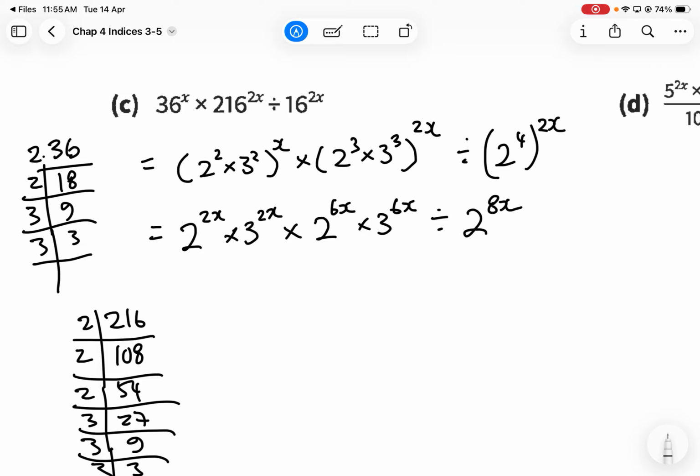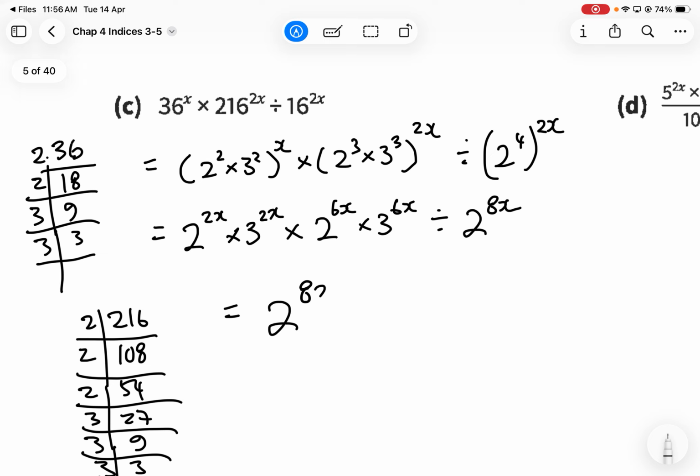Okay? Then now we can start to combine all those same base one. 2 to the power of 2x times 2 to the power of 6x. Same base. Multiply. So I add up their power. So I will have 2 to the power of 8x. Then for my 3, also same. 3 to the power of 2x times 3 to the power of 6x. Same base. Multiply, I add up their power. So 3 to the power of 8x.